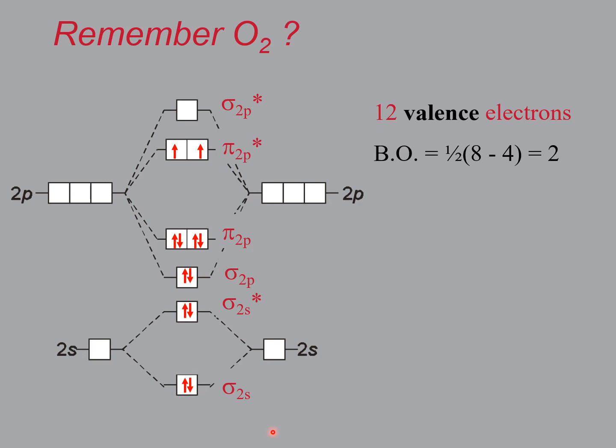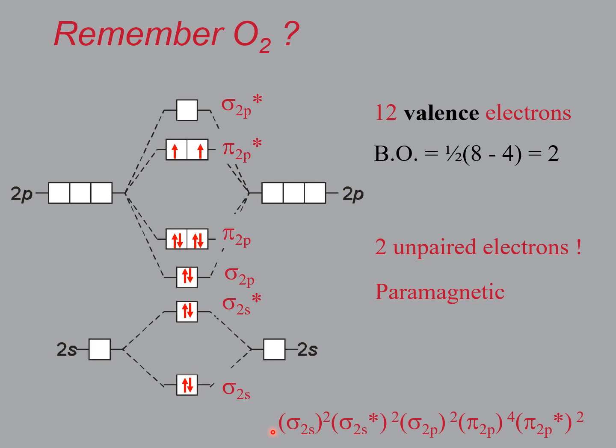All right, and that's basically how you can figure out the electron configuration. So this is paramagnetic. Paramagnetic is the word we use to describe a molecule that has unpaired electrons in it. And the last thing is the electron configuration. Again, just label the states and then number them. So sigma 2s2, sigma 2s star 2, sigma 2p 2, pi 2p 4, and finally pi 2p star 2.